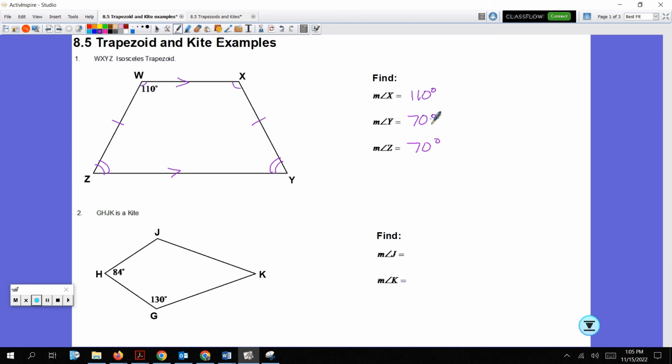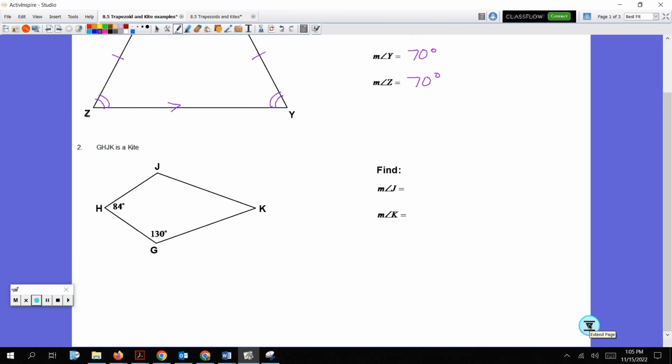So moving on to the kite. All right, this is a kite. Well, I know that two angles are congruent, and they're going to be J and G. So that makes J 130 degrees. I know the interior sum is 360. So 360 minus 260 is 100. Minus 84 is 16.